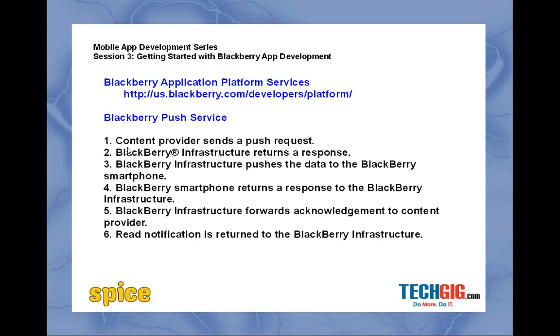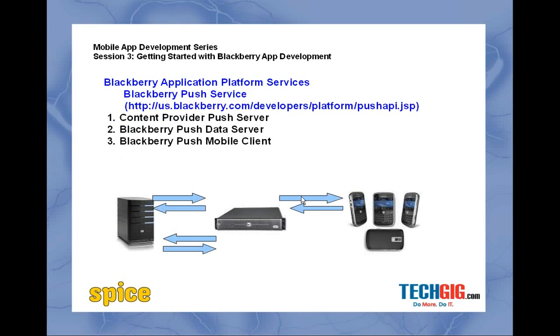So these are the 6 steps which were drawn by arrows here, like 1, 2, 3, 4, 5, 6. A similar diagram is available on this website as well. You can look at it. It gives a very clear understanding of how you can create a push type of solution using the BlackBerry framework.